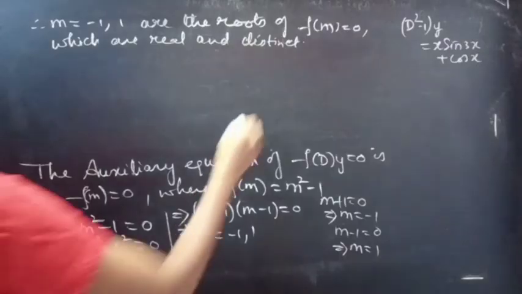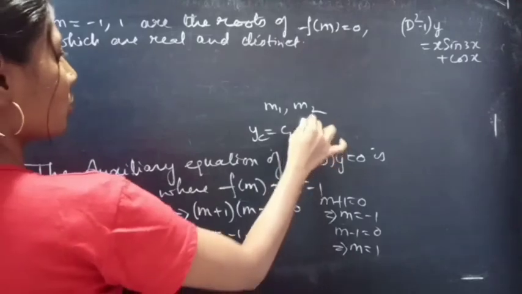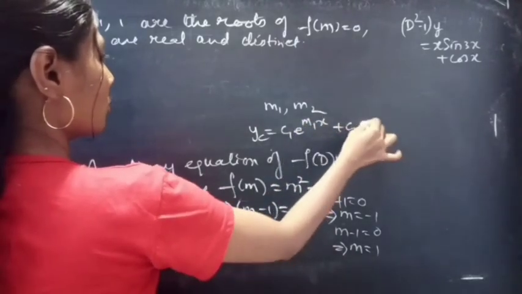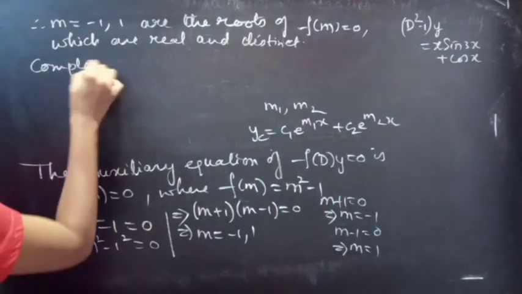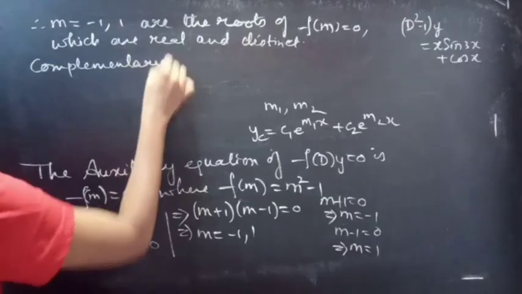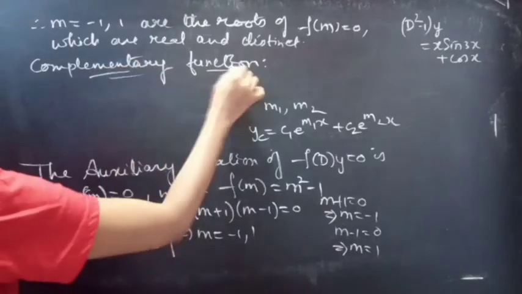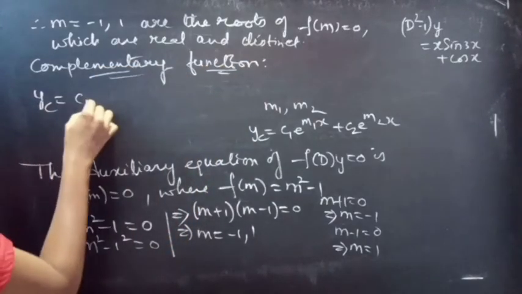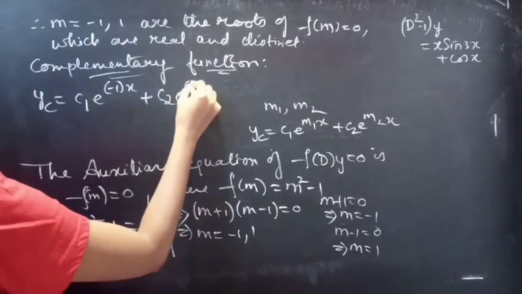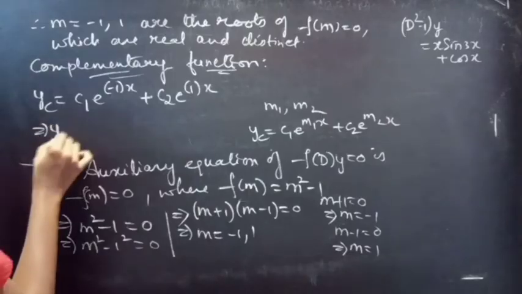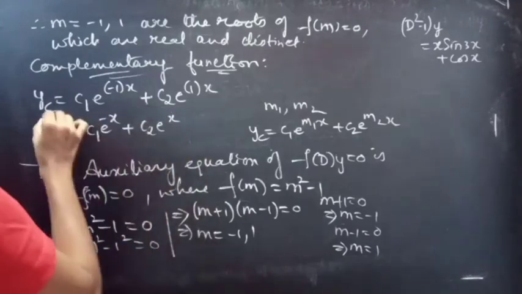We know that when two roots, say m1 and m2, are real and distinct, then yc will be c1 into e power one root into x plus c2 into e power another root into x. Now, let's write our complementary function. yc equals c1, one constant, into e power one root into x plus another constant into e power another root into x. Then yc equals c1 e power minus x plus c2 e power x. So we got yc.